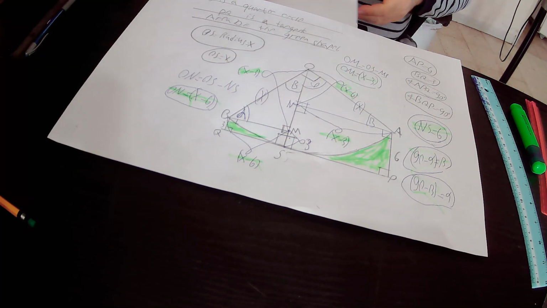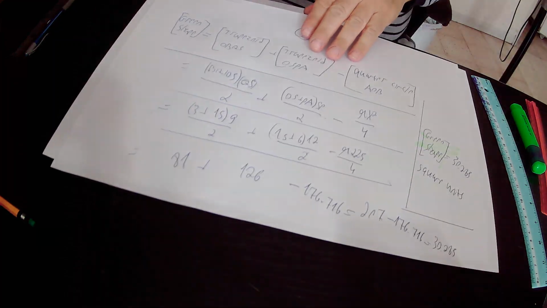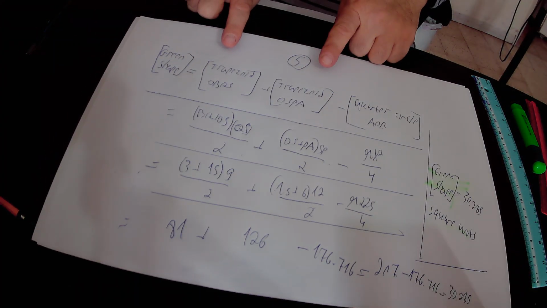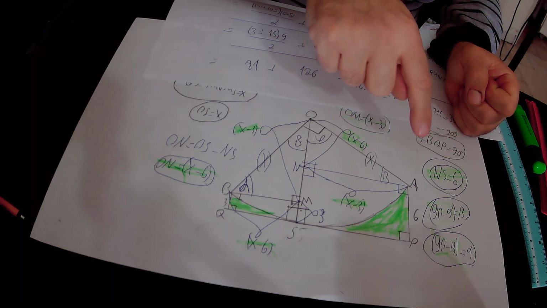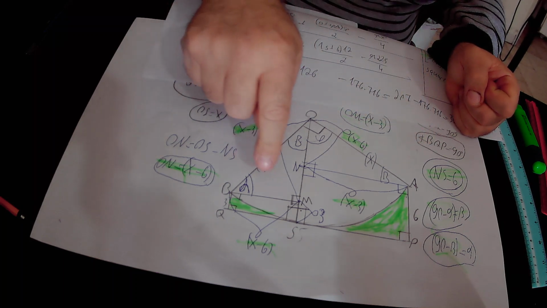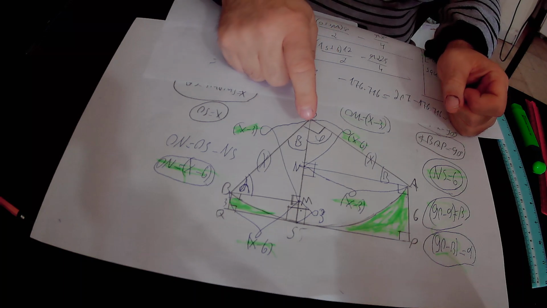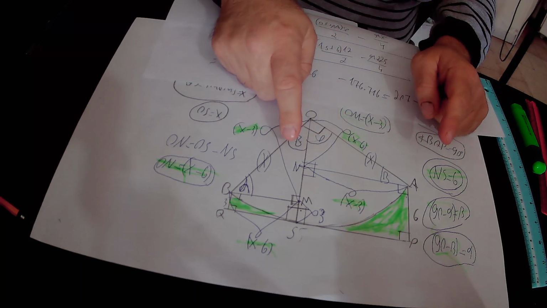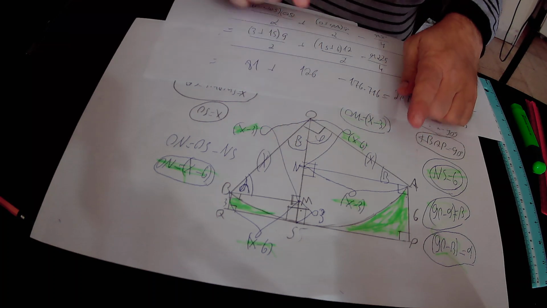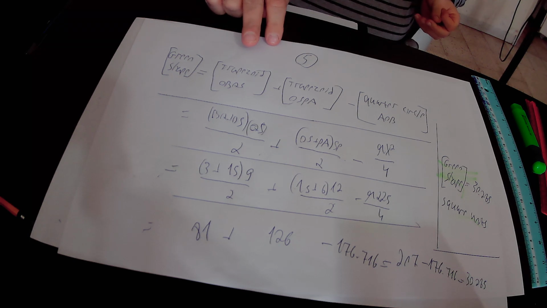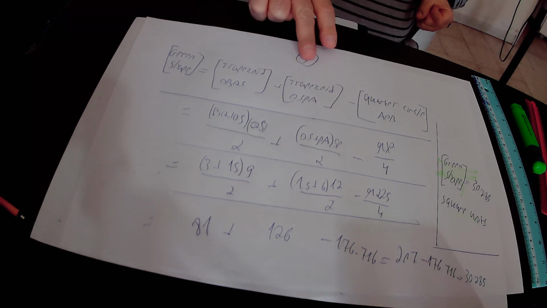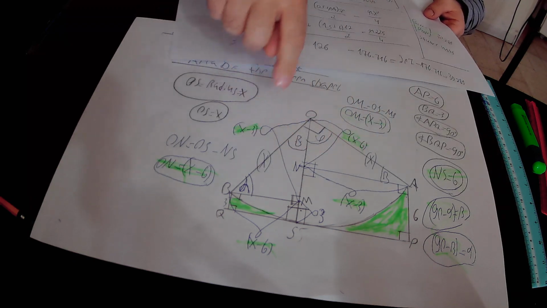Okay, so the area of the green shape equals the sum of the areas of the two trapezoids, trapezoid OBQS plus the area of trapezoid OSPA. Again, the sum of the areas of those two trapezoids will give us the area of the whole shape AOBQPA. Why? Because the whole shape consists of those two trapezoids. So the area of the green shape equals the area of trapezoid OBQS plus the area of trapezoid OSPA minus the area of this quarter circle OBA.